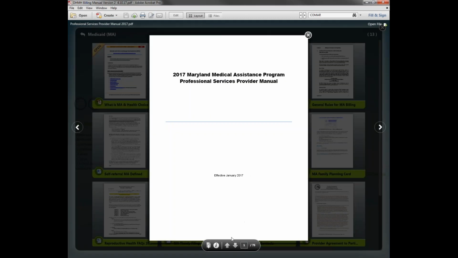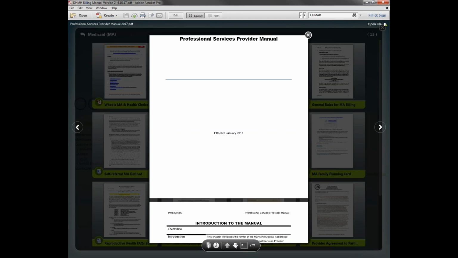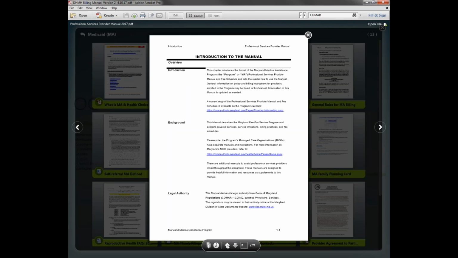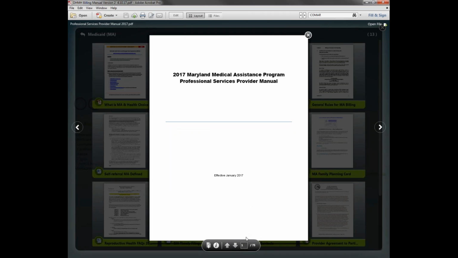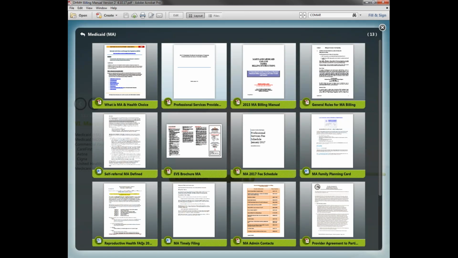This manual was recently put out by the state of Maryland, and it's the Medical Assistance Professional Service Provider Manual. It's excellent. It talks about NPI numbers, and it goes into all kinds of details, anything you really need to know about billing for Maryland Medicaid services. It's not just for health departments. This is for any provider that's in the state of Maryland.